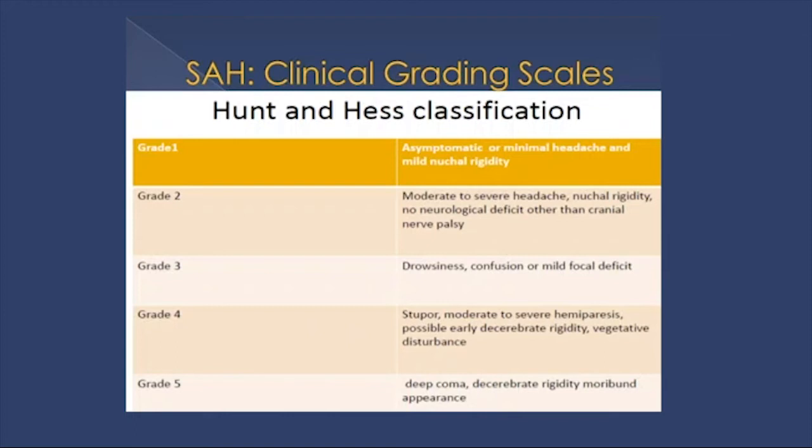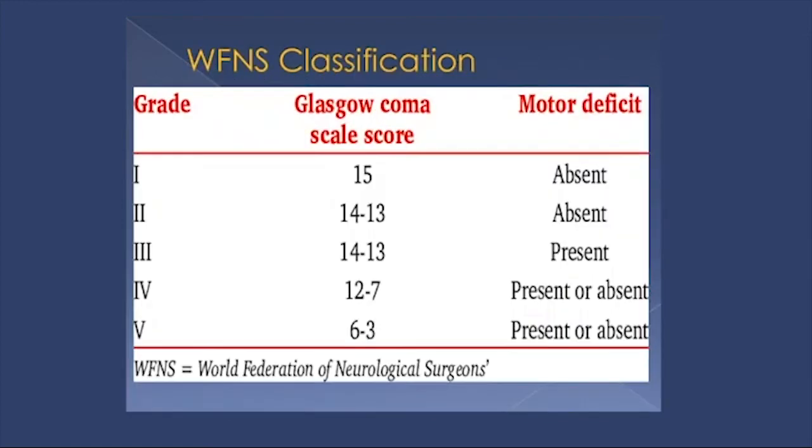The point is the utility of surgery for outcome: patients who are grade 4 to 5 tend to have poor outcomes whether or not they undergo surgery. So it's usually a question of knowing the grade prior to surgery, in order to explain whether the patient will benefit from neurosurgical intervention. The alternative is the World Federation of Neurological Surgeons classification, which uses the Glasgow Coma Scale and notes the motor deficits.